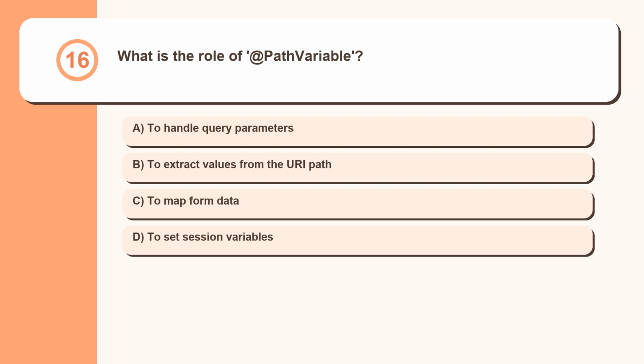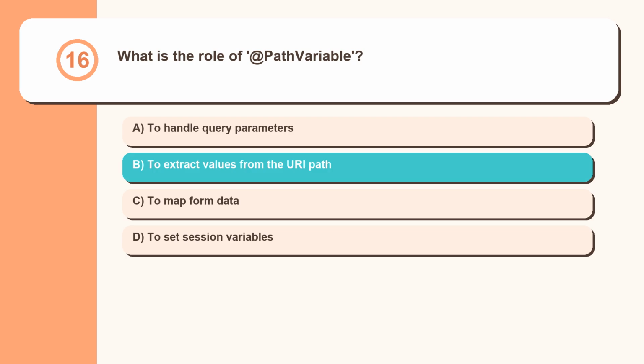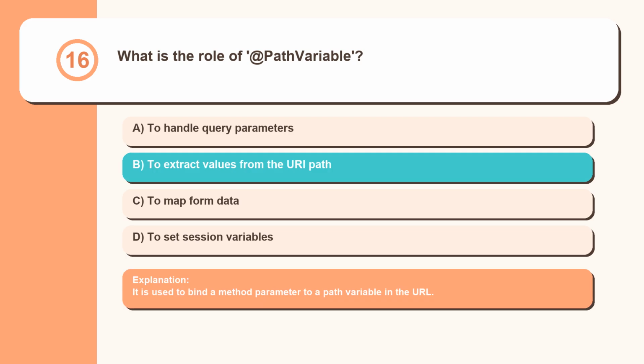Question 16. What is the role of @PathVariable? To handle query parameters, to extract values from the URI path, to map form data, to set session variables. It is used to bind a method parameter to a path variable in the URL.